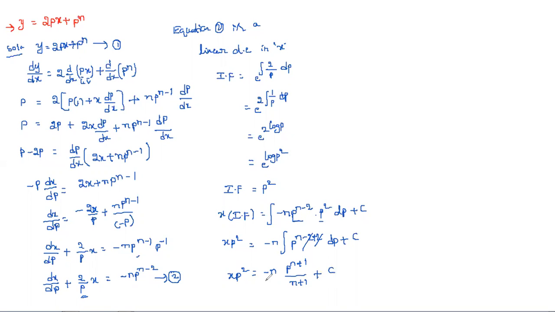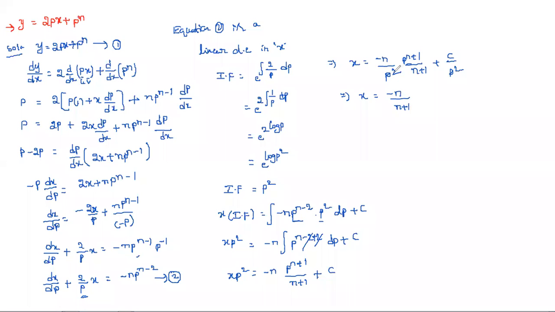And now, take this p square to this side. If you take this side, then what will we get? x is equal to minus n by p square into p power n plus 1 by n plus 1 plus c by p square. So that implies x is equal to, here it is, minus n by n plus 1.